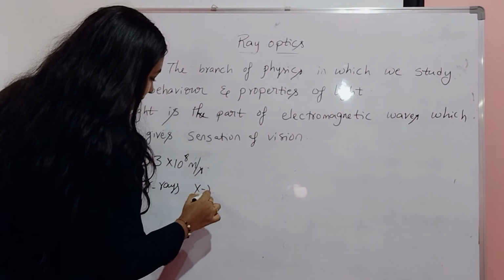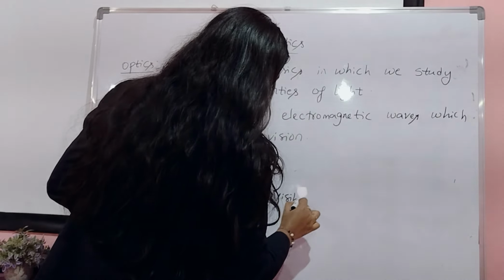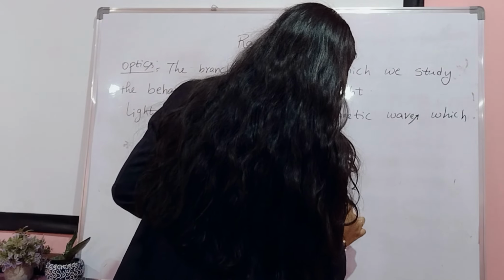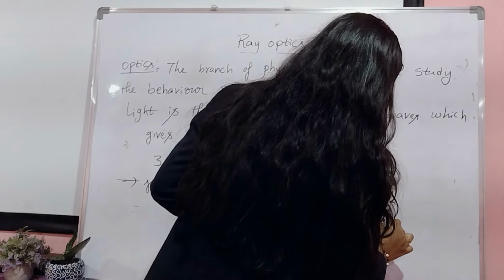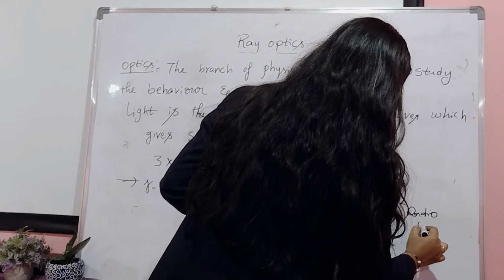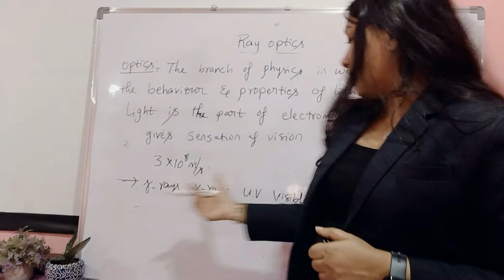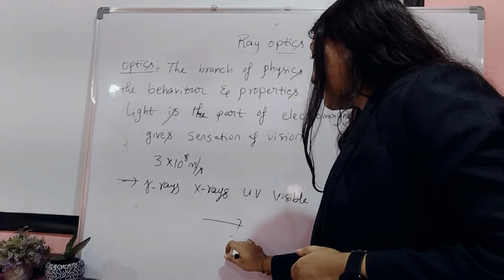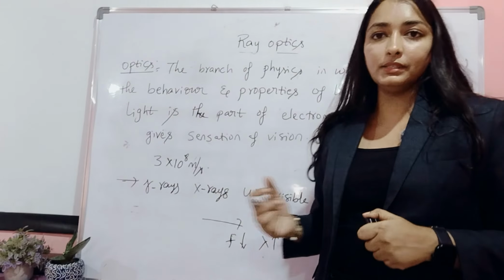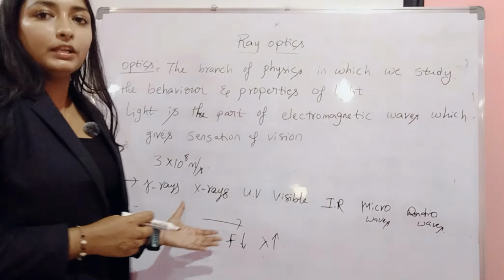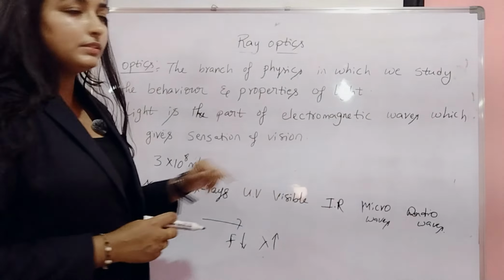Gamma rays, X-rays, UV, after that visible, infrared, microwaves, radio waves. Okay, so from gamma rays to radio waves, the frequency is decreasing, meanwhile the wavelength is increasing. So this is the electromagnetic spectrum: gamma, X-rays, UV, visible, infrared, microwaves, radio waves.